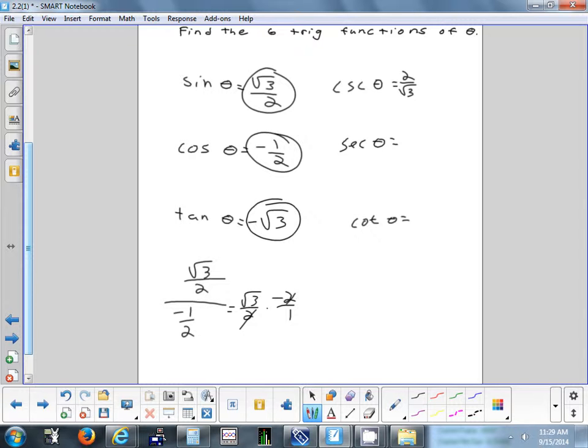Put it under 1, possibly? I'm not sure. Well, it's already got a denominator, but I don't like the denominator that's there. That's part of the problem.